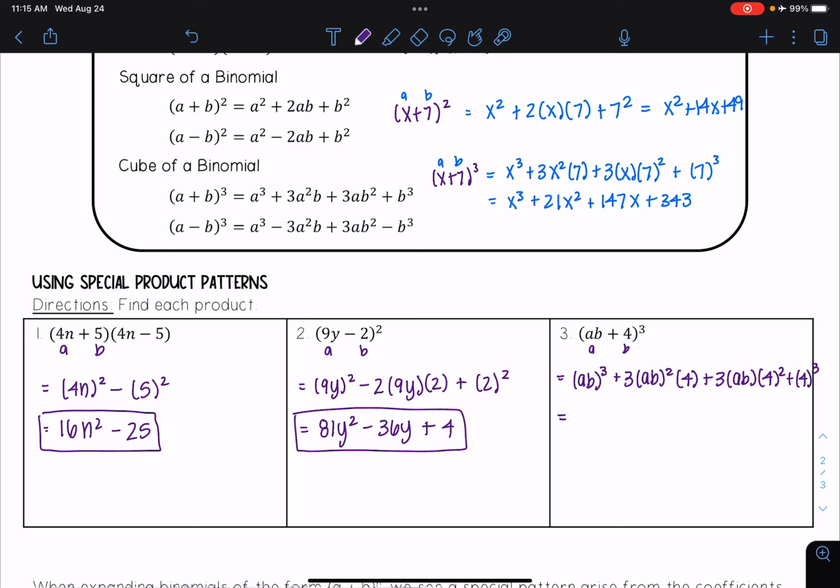And simplifying that, ab cubed, I'm going to put this cubed on the a and the b, so I have a cubed b cubed, plus 3 times 4, I get 12. ab squared is going to be a squared b squared, plus 4 squared, I get 16. 16 times 3, I get 48ab. And then 4 cubed, I get 64.